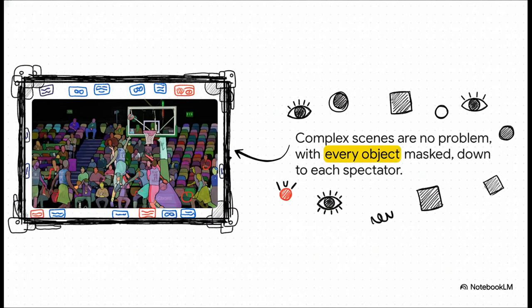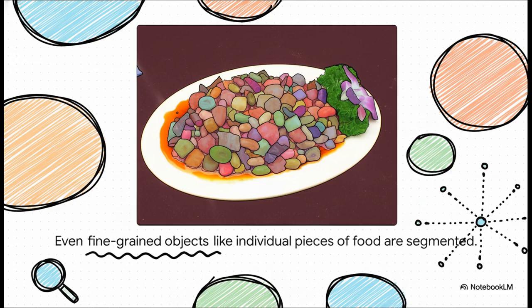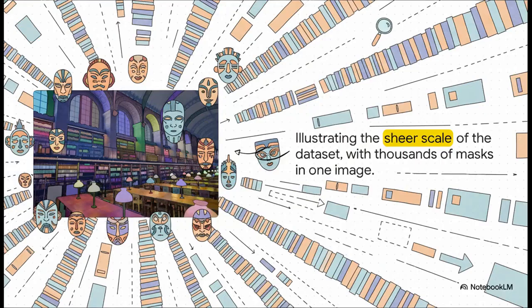Or take a super complex scene like this basketball game. It's not just the players. Look, it's every person in the crowd, the backboard, the hoop, absolutely everything is treated as a segmentable object. And this level of detail holds up even for really fine-grained stuff. You look at this plate of food, and you can see even the smallest individual ingredients have their own masks. And one more, just to really drive home the scale. A library. You've got masks for lamps, tables, windows, and literally thousands upon thousands of individual books on the shelves. The density and quality across this dataset is just, well, it's unprecedented.